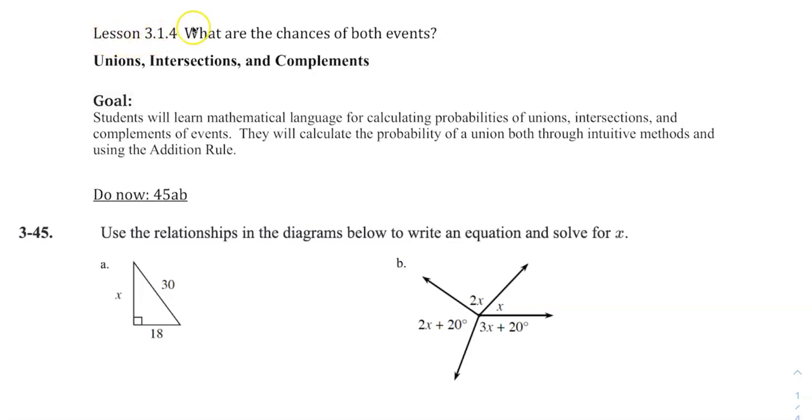Lesson 3.14, what are the chances of both events? Union, intersections, complements. Goal: students will learn mathematical language for calculating probabilities of unions, intersections, and complements of events. They will calculate probability of a union both through intuitive methods and using the addition rule.